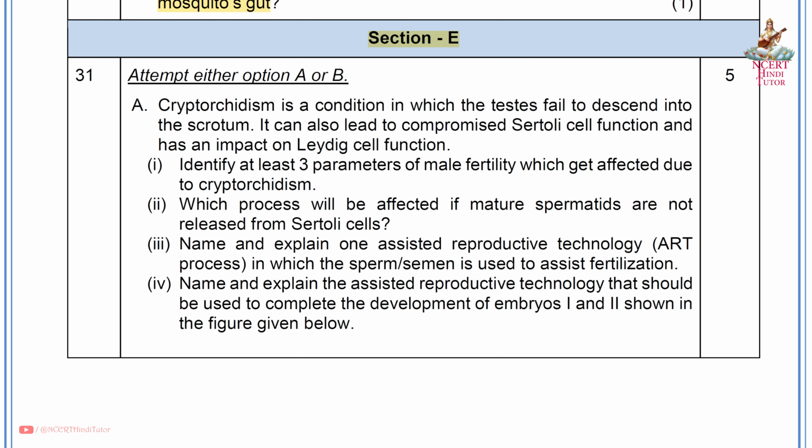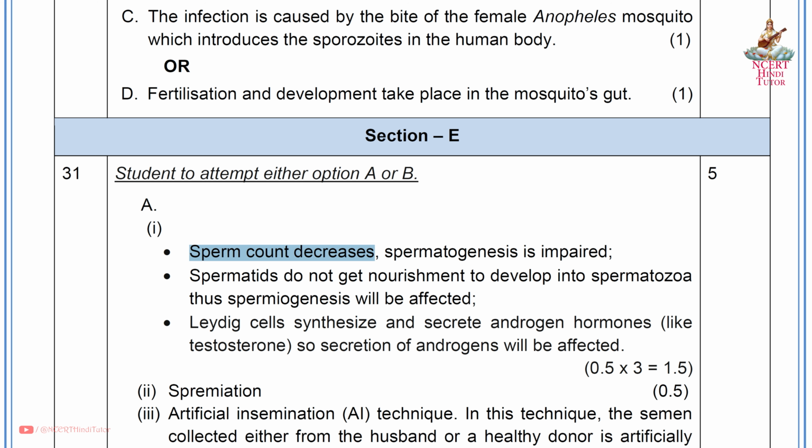Section E, question 31. Attempt either option A or B. A. Cryptorchidism is a condition in which the testes fail to descend into the scrotum. It can also lead to compromised Sertoli cell function and has an impact on Leydig cell function. First, identify at least 3 parameters of male fertility which gets affected due to cryptorchidism. Answer. Sperm count decreases, spermatogenesis is impaired.